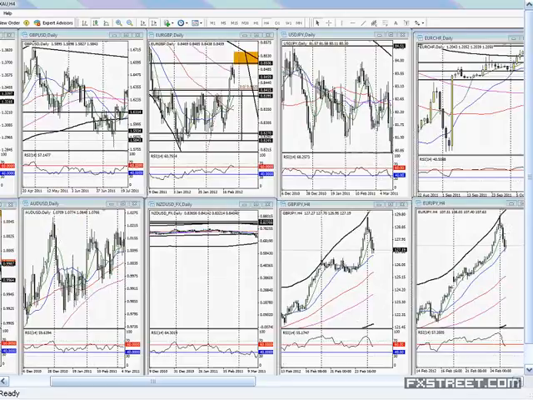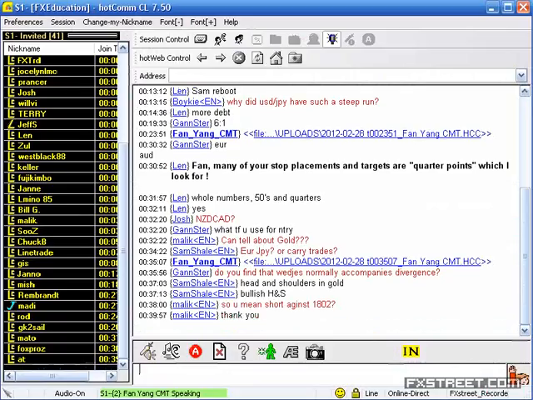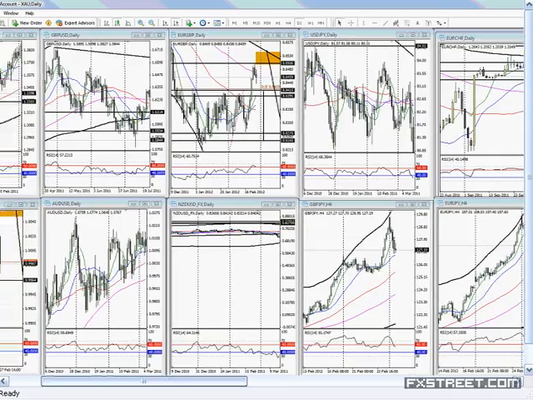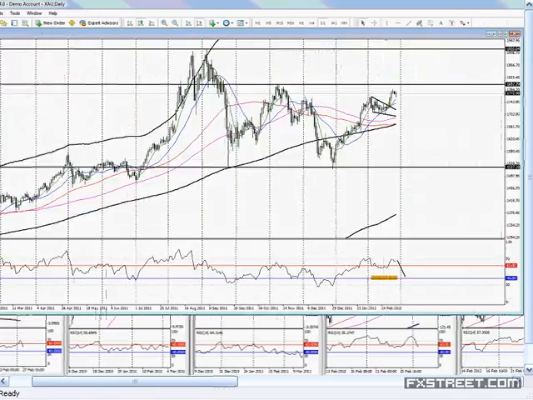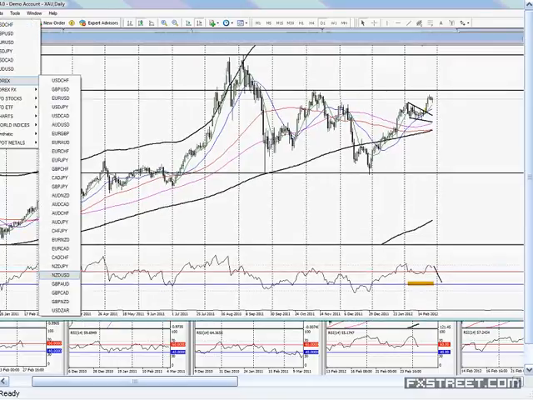Okay, so let's see. Bullish head and shoulder in gold. I don't really see that, Sam Shale. I don't really see that bullish head and shoulder. Not sure what you're talking about there. I guess, is it in the daily chart? 4-hour chart? In any case, we'll want to take a look at Kiwi Loonie.